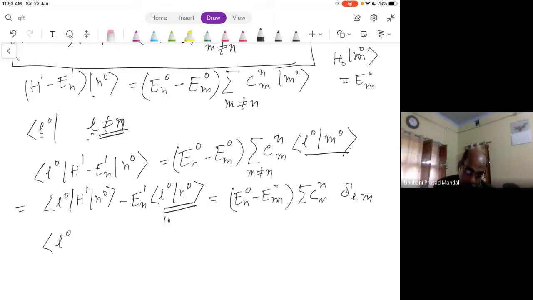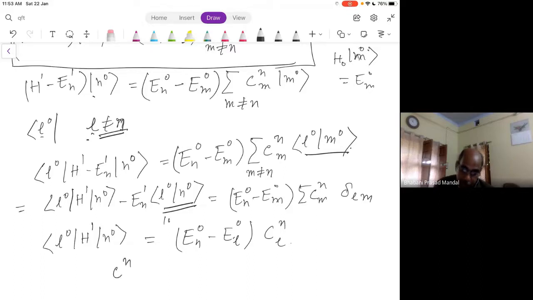So you have L0 H prime n0, and then on this side you have delta, and C n L. Only one coefficient, one term will survive. Which term will survive? That term where L equals m, because of this. So C n L we can find, equal to L0 H prime n0 divided by En0 minus EL0.